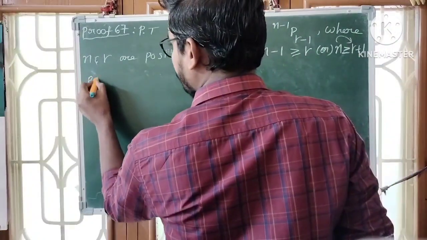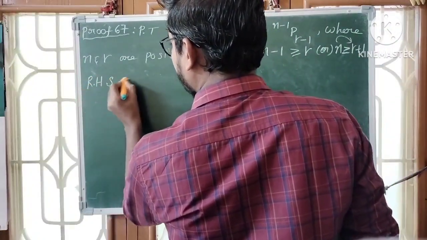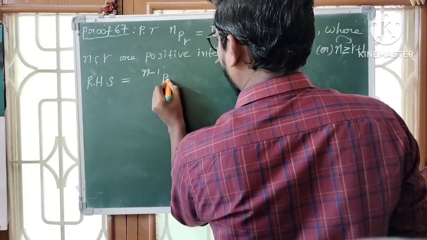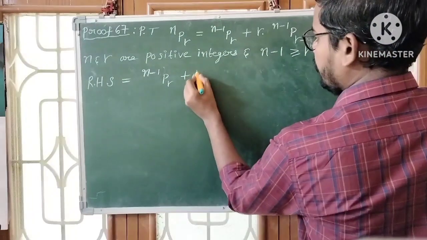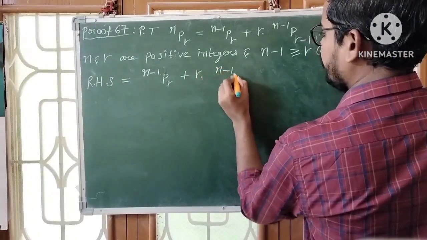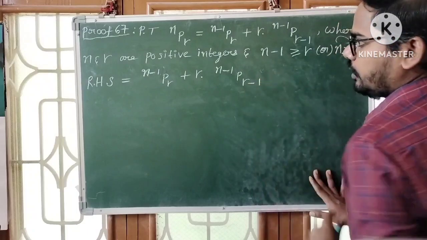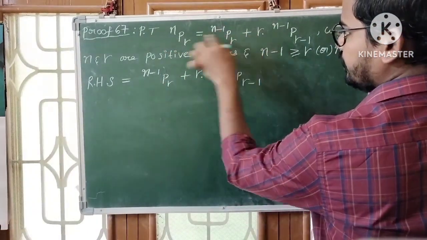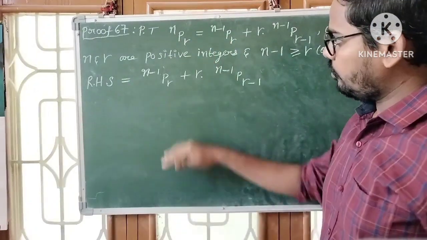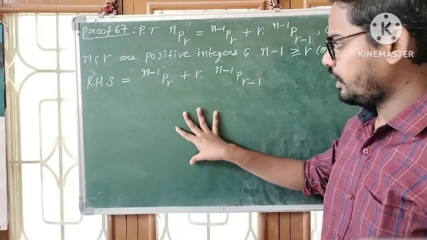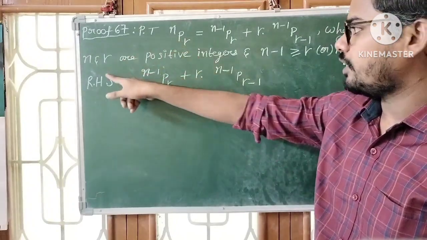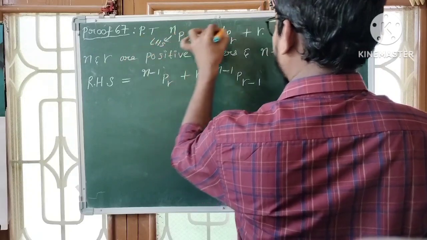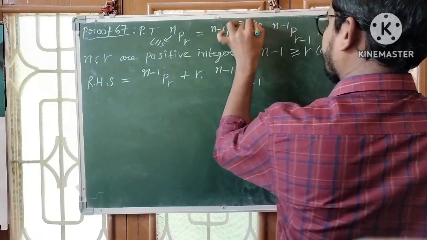Here RHS is equal to what? Right hand side expression. RHS is equal to n-1 Pr plus r into n-1 Pr-1. So we are going to prove RHS equals LHS. So this is RHS and this is LHS. What is our final answer? Here our final answer must be nPr. We have to prove RHS equals LHS. So this is LHS, left hand side expression, and this is RHS.